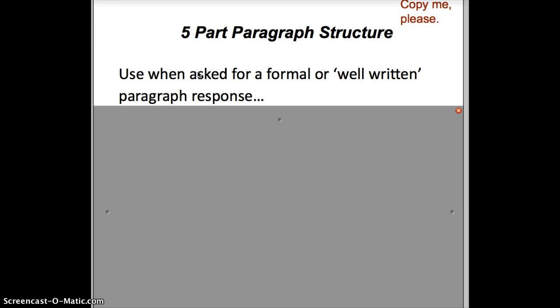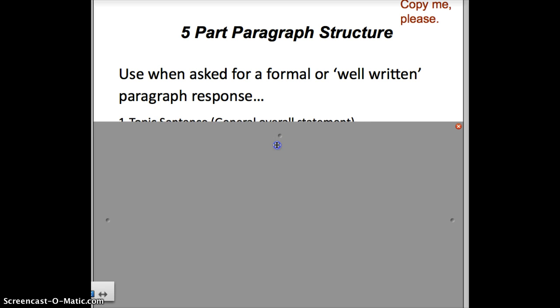You can use this whenever you are asked to write a formal or well-written paragraph response. Not just in English class, you should be using this format when you are in science, when you are in social studies, in any kind of class where you are asked to write a well-written paragraph. This is the format and structure you want to use.